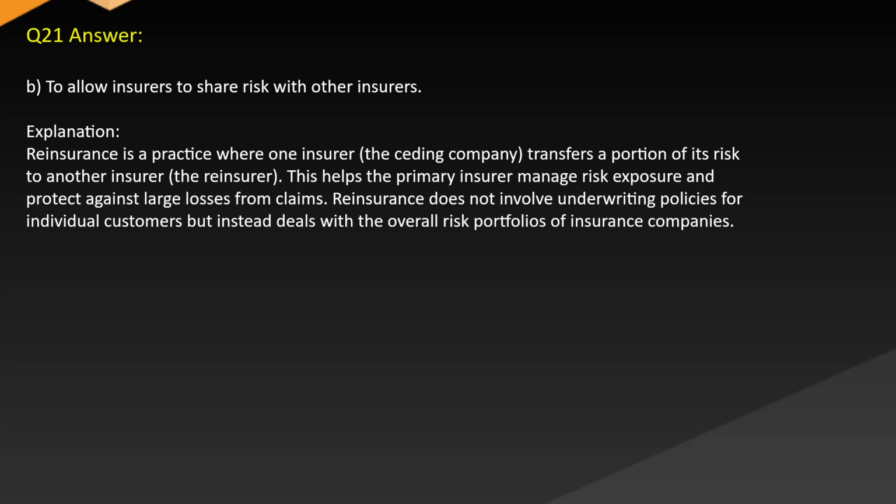Answer: B. To allow insurers to share risk with other insurers. Explanation: reinsurance is a practice where one insurer, the ceding company, transfers a portion of its risk to another insurer, the reinsurer. This helps the primary insurer manage risk exposure and protect against large losses from claims. Reinsurance does not involve underwriting policies for individual customers, but instead deals with the overall risk portfolios of insurance companies.